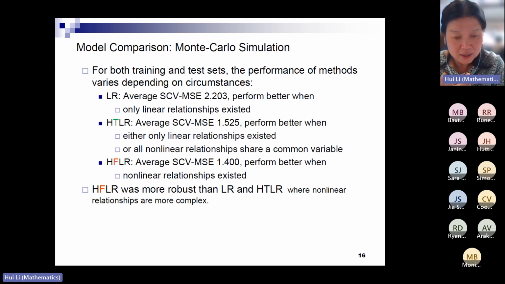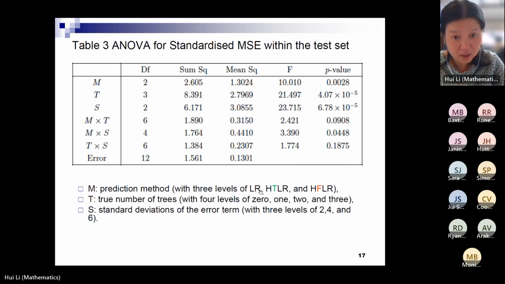On the other hand, the hybrid forest linear regression model has the smaller average SCV MSE, which is 1.4, and performed better when all the nonlinear relationships existed. So the hybrid forest linear regression model was more robust than the linear regression and hybrid tree model when the nonlinear relationships are more complex.